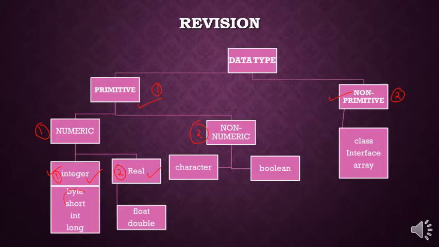Integer is again divided into four parts: byte, short, int, long. Byte takes 1 byte in memory, short takes 2 bytes, int takes 4 bytes, and long takes 8 bytes. The real data type is again divided into two parts: float takes 4 bytes in memory and double takes 8 bytes. The character data type takes 2 bytes in memory, boolean takes 1 byte, and out of that 1 byte it uses only 1 bit. Examples of non-primitive data types are class, interface, and array.